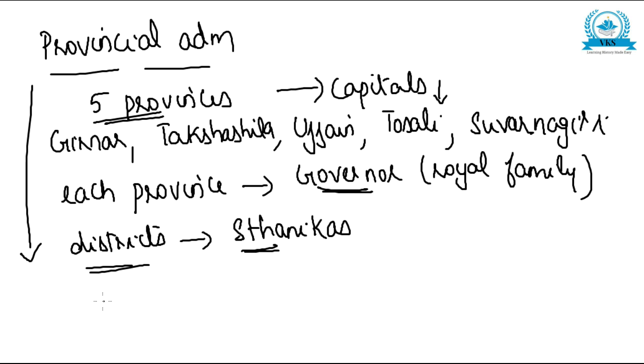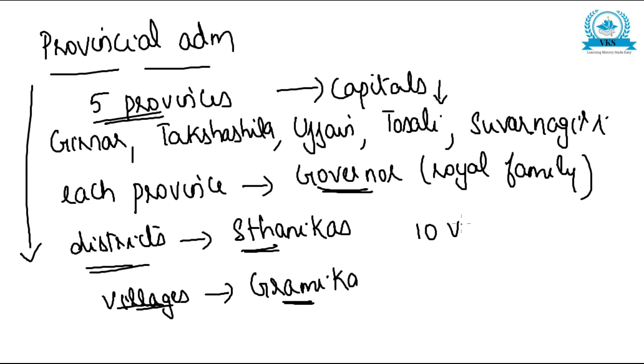Now districts were divided into villages. Villages were under Gramika. So Gramika was the head of the village. There was also an official in charge of 10 villages. He was called the Gopa. That official in charge of 10 villages was called Gopa.